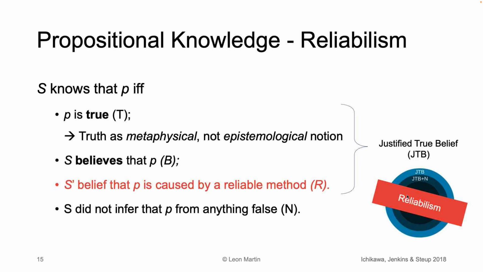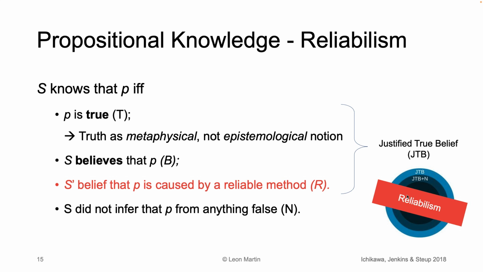And it was tried to tackle the fake barn problem with so-called reliabilism. It changes the notion so that the belief P is justified because it is caused by a reliable method.